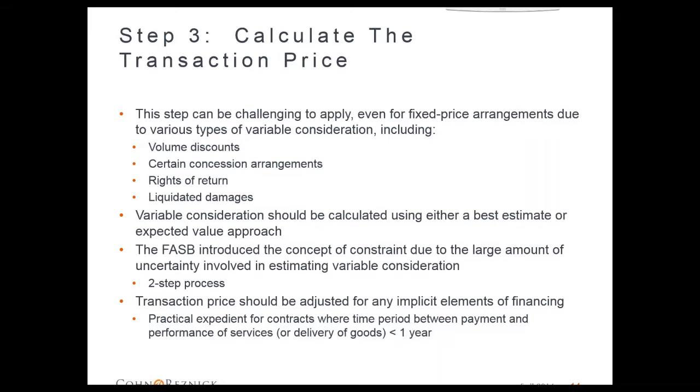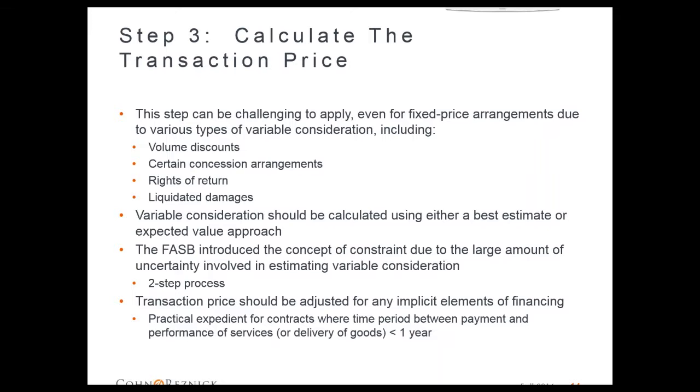Step 3, calculating the transaction price. This step can be challenging, even in fixed price arrangements. This is due to the fact that the new standard requires companies to consider potential discounts, concessions, rights of return, liquidated damages, performance bonuses, and other forms of variable consideration when calculating the transaction price. Variable consideration should be calculated using either a best estimate or expected value approach, whichever is expected to better predict the amount of consideration to which an entity will be entitled.